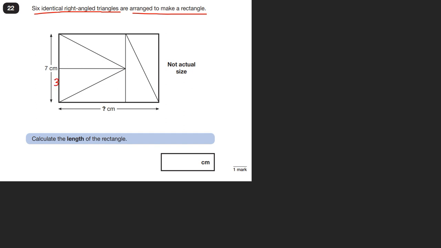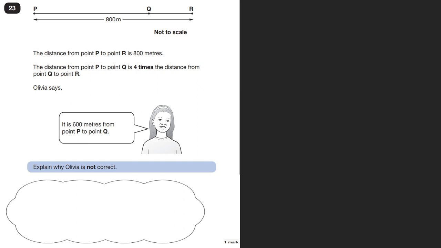So this could be 3.5 and this could be 3.5, right? And this is going to be 3.5 and this length is going to be 7. So the length has to be 10.5. That is the correct answer. So 1, 2, 3, 4, 5, 6 identical right angle triangles. Perfect. Question number 23. I believe that is the end of the exam paper.